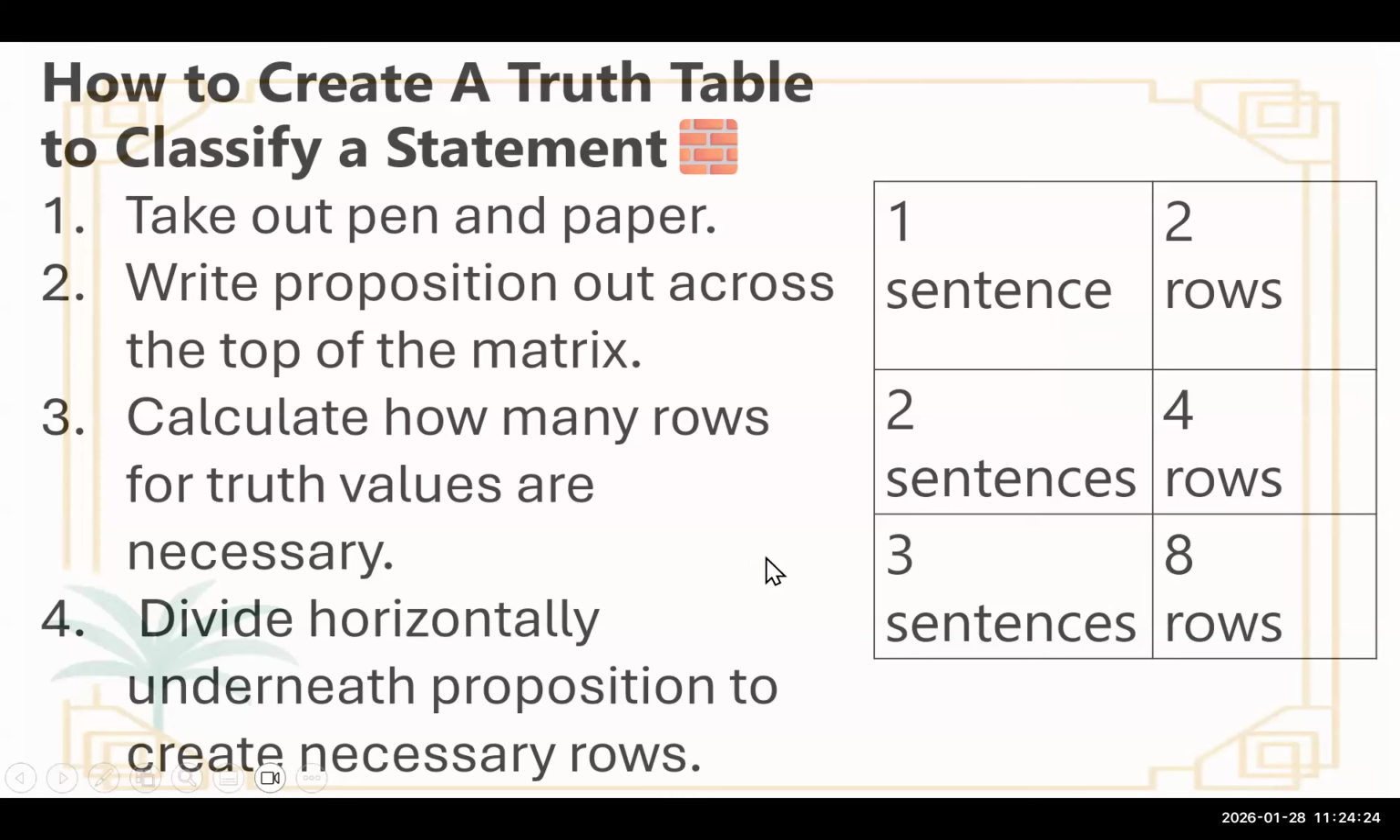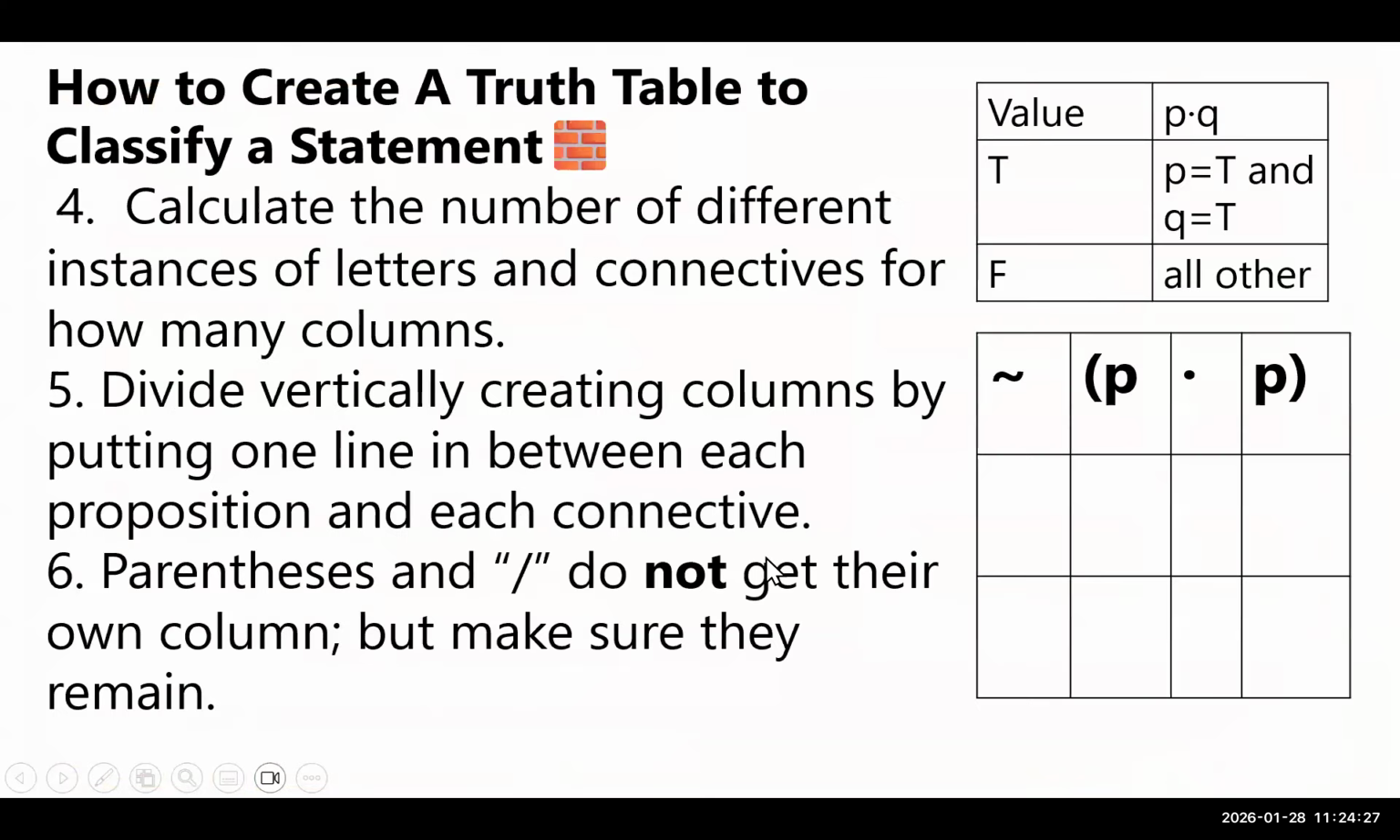You're going to divide horizontally underneath the proposition to create these rows. It's going to look like this right here. You're going to classify the statements according to their value in relation to themselves. In order to do this, you need to calculate the number of different instances of letters and connectives to figure out how many columns. So here we have 1 tilde, then we have P, and we have P repeated, and the and. You'll notice that the parentheses do not get their own column because they're not doing any logical work. They're not functioning on the parts.